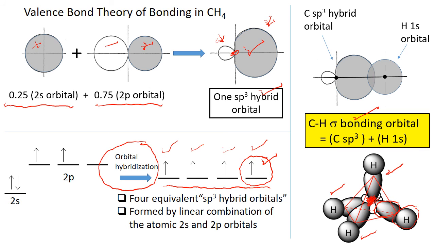So that's the key to valence bond theory, is forming these hybrid orbitals, which acknowledges that the electrons in the carbon atom within the CH4 molecule don't necessarily have to be exactly the same as the electrons in the free carbon atom over here.